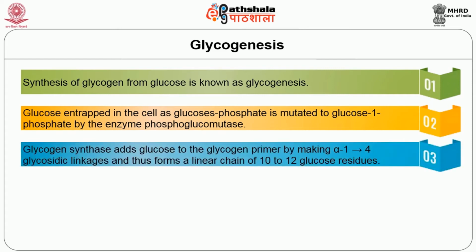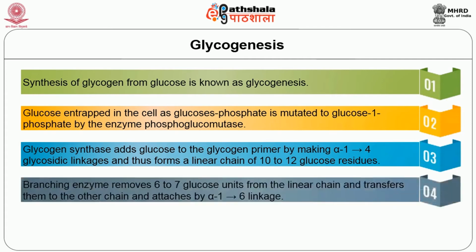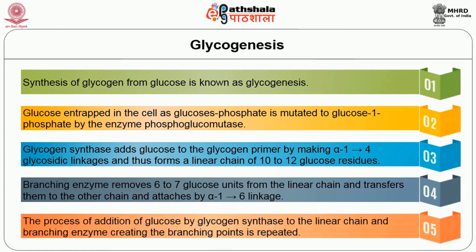Glycogen synthase adds glucose to a glycogen primer with a few glucose units by making alpha 1,4 glycosidic linkages, and thus forms a linear chain of 10 to 12 glucose residues, all linked by alpha 1,4 glycosidic linkages. At this time, another enzyme, the branching enzyme, removes 6 to 7 glucose units from the linear chain and transfers them to the other chain and attaches them by alpha 1,6 linkage, therefore creating a branching point.